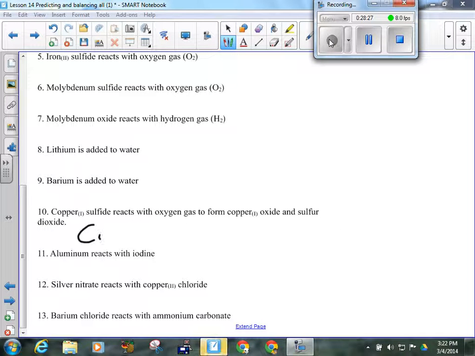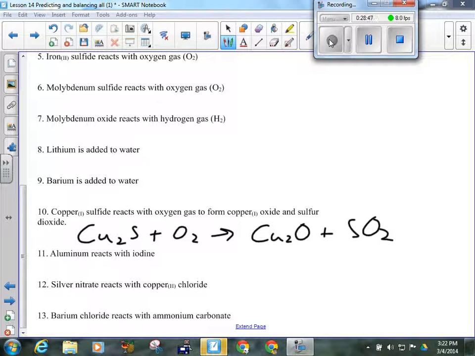All right, Cu2S plus O2 gives Cu2O plus SO2. All right, so now a little bit trickier here for balancing sake. The copper's already balanced. The sulfur's already balanced, but oxygen is not. There's 3 oxygens on this side, but there's only 2 over here. What's the lowest common multiple of 2 and 3? 6. All right. So if I'm going to do that, I'm going to have to make 4 more here. Agreed? Okay, so I can make 4 more here by doing this.